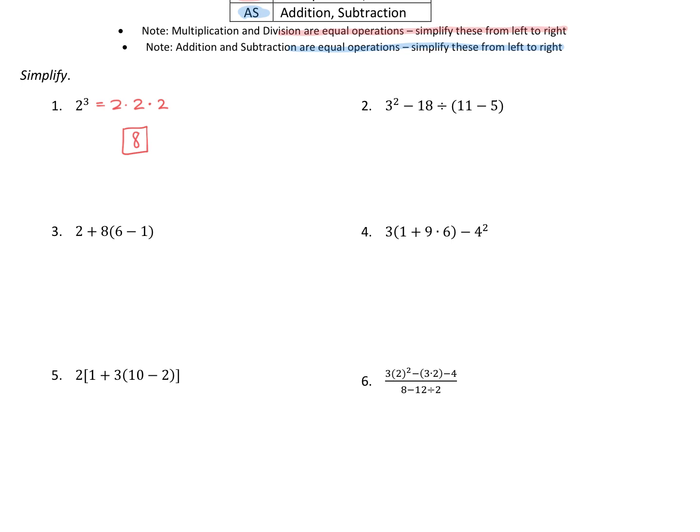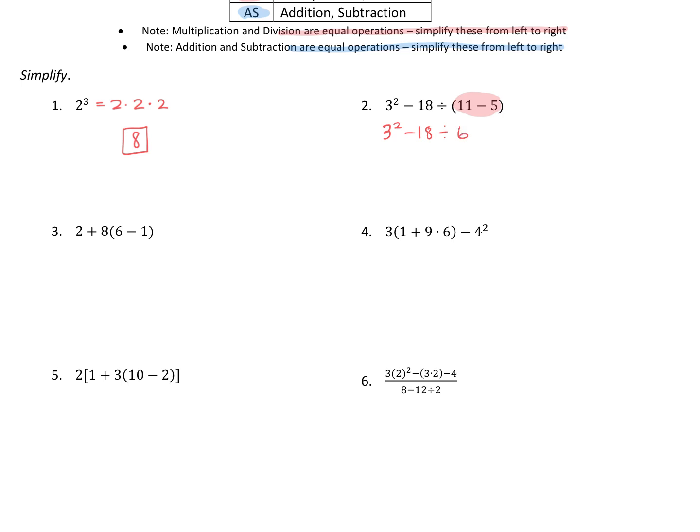For number 2, we have 3 squared minus 18 divided by (11 minus 5). So the first thing I want to do is look for parentheses. We have our PEMDAS, right? Parentheses is first. So I do have something in parentheses that I can do. I have 11 minus 5. So that's my first step. So I'll do 3 squared minus 18 divided by 6.